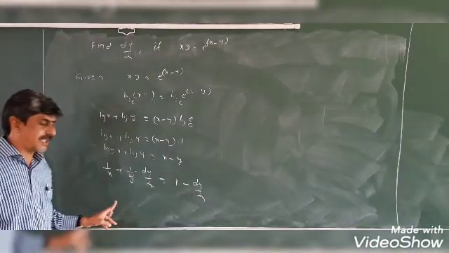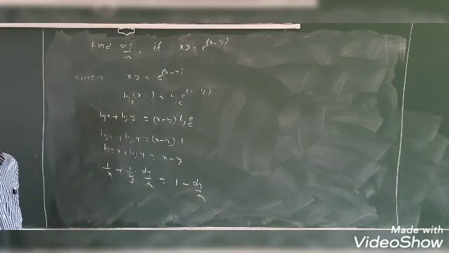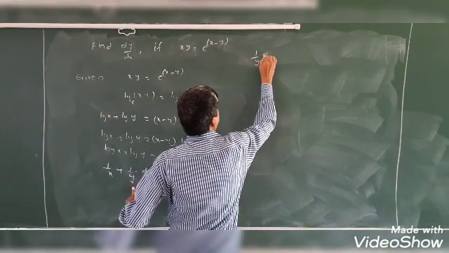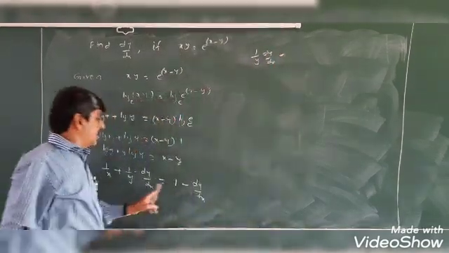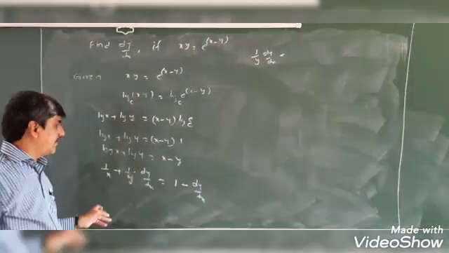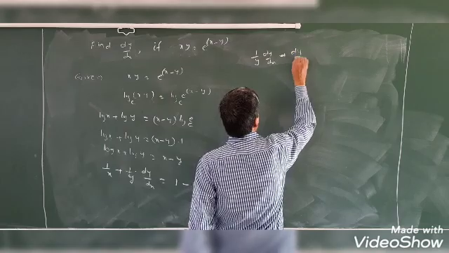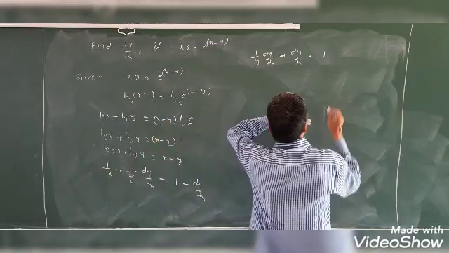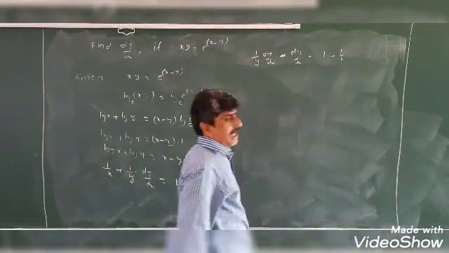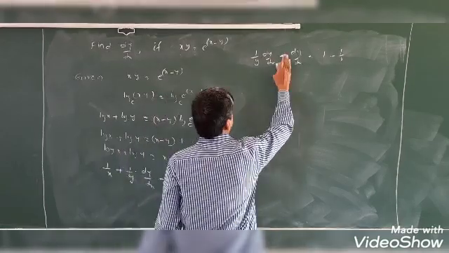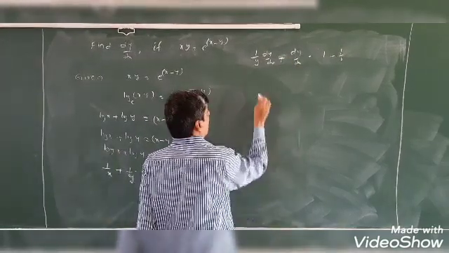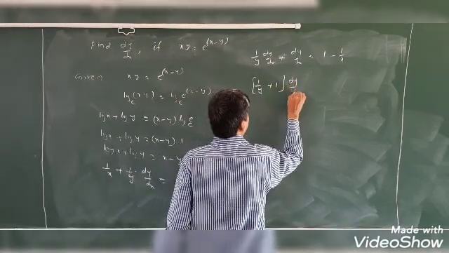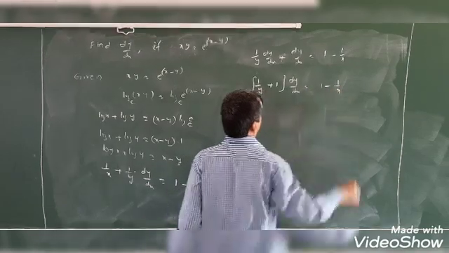To find dy by dx, collect dy by dx terms on one side, remaining on the other side. So here 1 by y dy by dx is there. From this side minus dy by dx is there. Shift this side, this becomes plus dy by dx, equal to 1. This plus 1 by x shifts to this side, so it becomes minus 1 by x. Then common out dy by dx from these two terms: 1 by y plus 1, into dy by dx, is equal to 1 minus 1 by x.